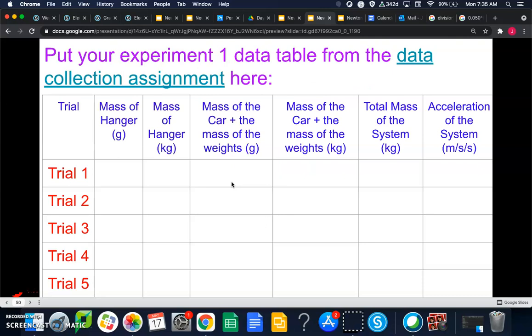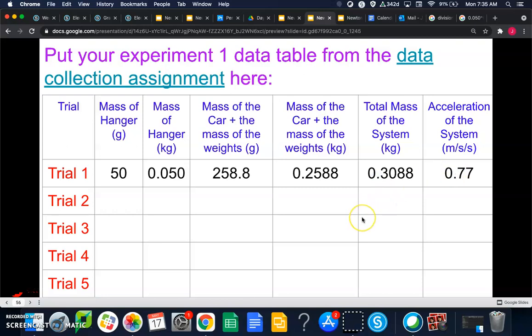Okay, so put your experiment 1 data table from the data collection assignment here. You can click on this if you want to go back to the data collection assignment, but basically this is just the assignment where we collected data on day 1 of this lab. So you're putting in the exact same data here. This is what I got for trial 1. Hopefully you got the same numbers. If not, you might want to go back and check your work.